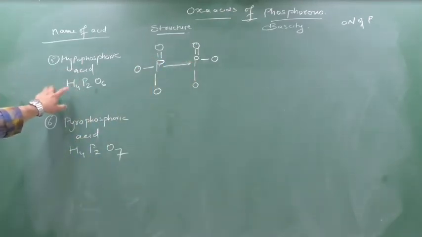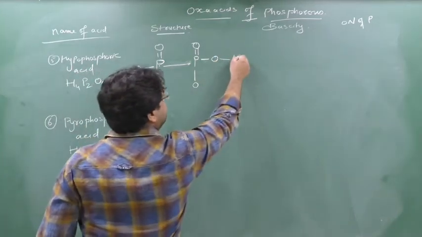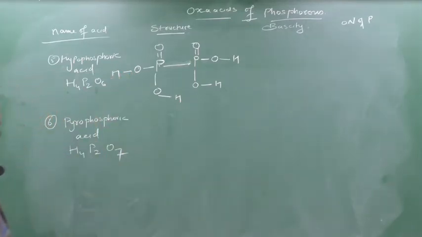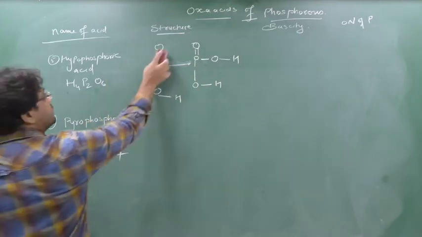How many hydrogen are there? 4 hydrogen. See here, hydrogen 1 here, 1 here. See, everything is balancing automatically. So remember the structure to draw. What I have done, check it out once more.